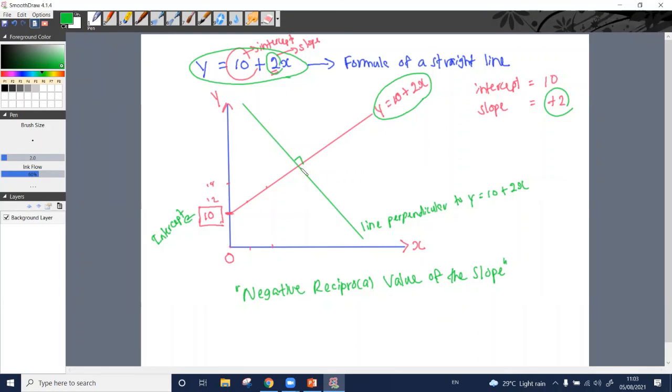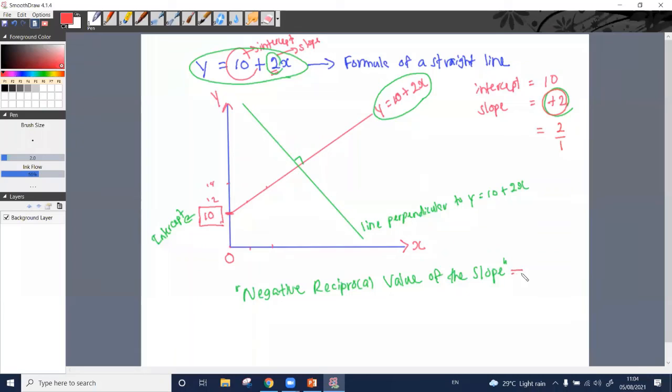The line drawn perpendicular to this straight line. We need to find the slope of the line drawn perpendicular to the original straight line. What should it be? That is the negative reciprocal value of the slope. Negative reciprocal value of the slope means what? The same value we can rewrite as 2 over 1. There is no difference: +2 or 2 over 1 is the same.